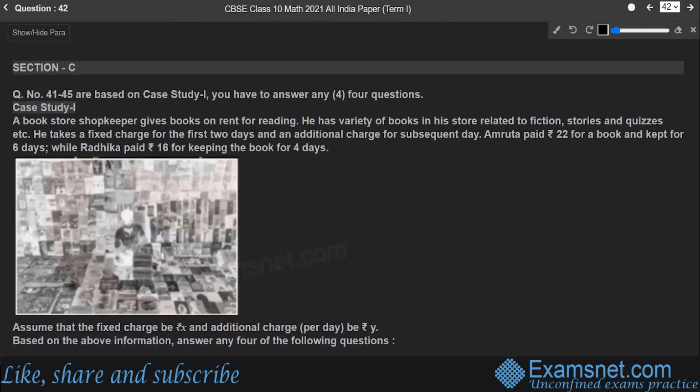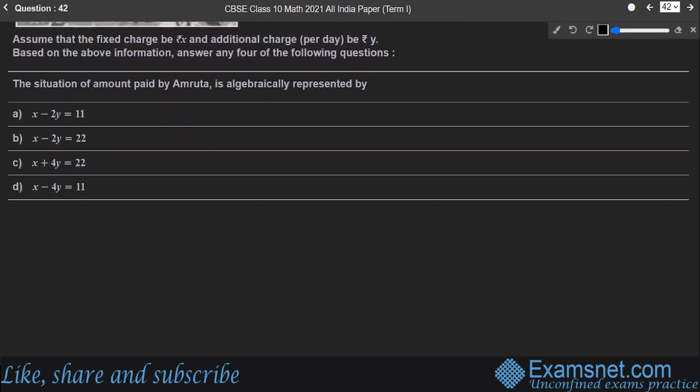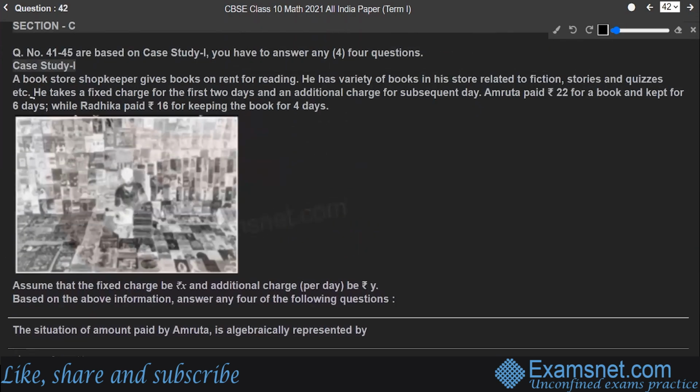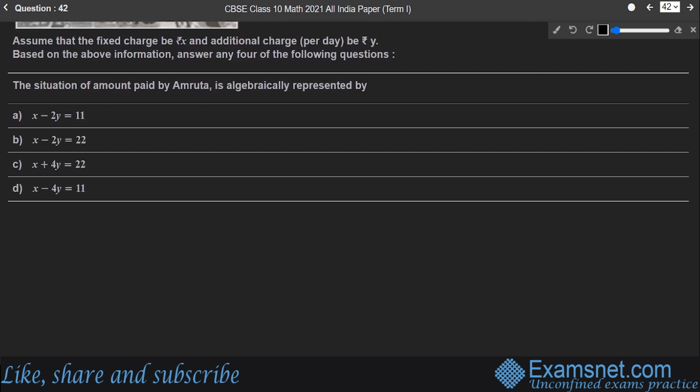Now, the same case study is there again. Now we have to find out the situation of amount paid by Amruta. So again, how many days has Amruta used the book for? Amruta has used the book for 6 days, as mentioned. So for 2 days, there would have been a fixed charge of X rupees. Similarly, total is 6, so 6 minus 2, 4 extra days she would have used the book for. So 4 into Y, because Y is the extra charge for each day. There were 4 extra days after 2 days, so it is 4Y.